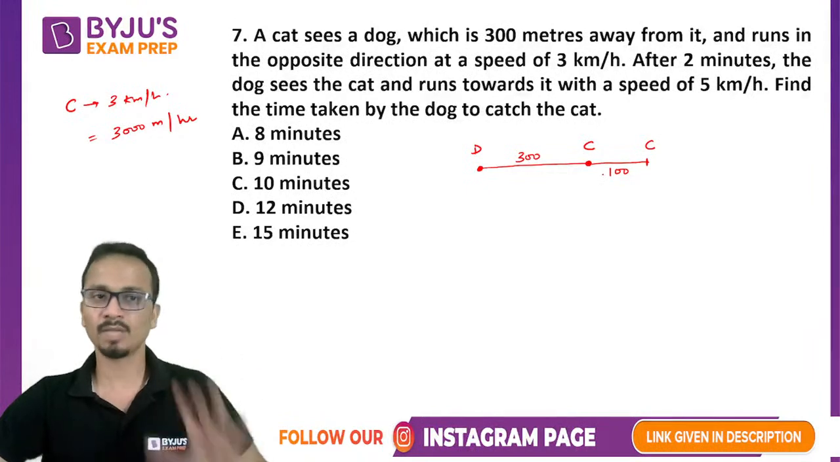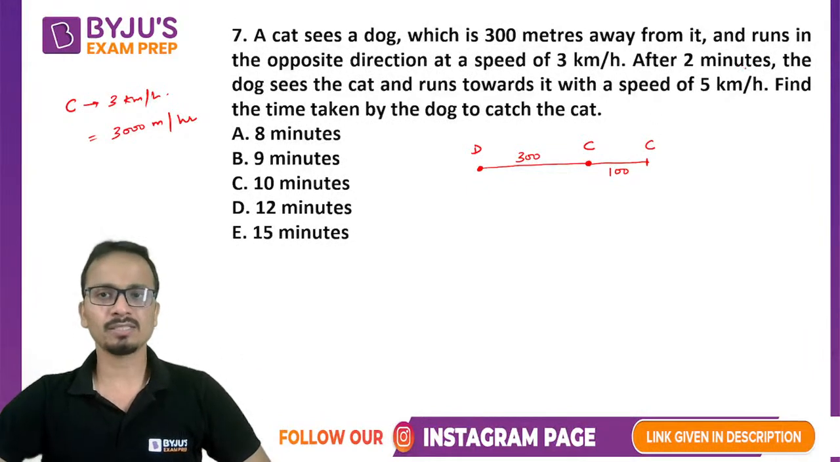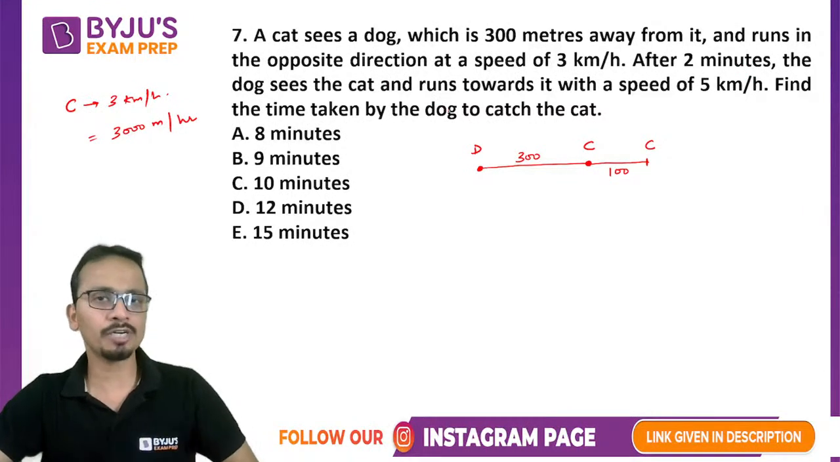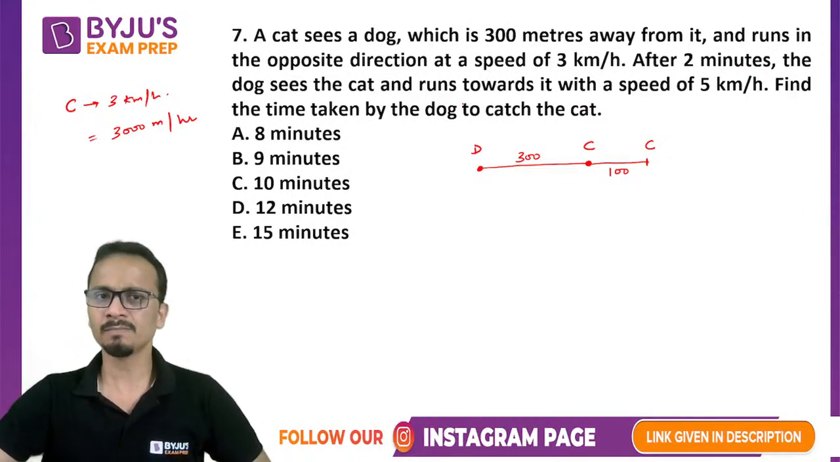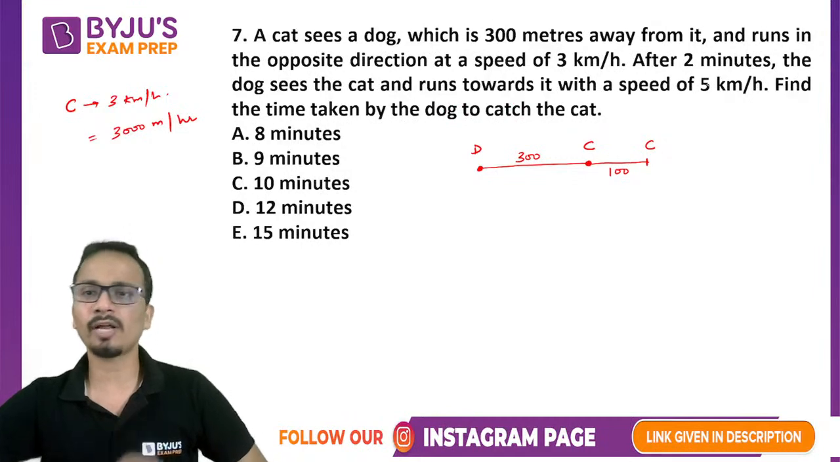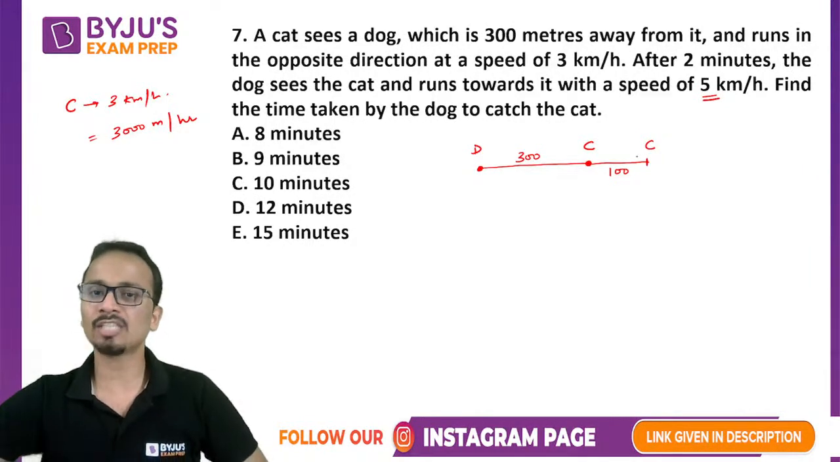All right, okay, now after 2 minutes the dog sees the cat. So in these 2 minutes, the cat has already traveled another 100 meters. Now the dog starts running towards the cat at a speed of 5 km per hour. Now find the time taken by the dog to catch the cat.